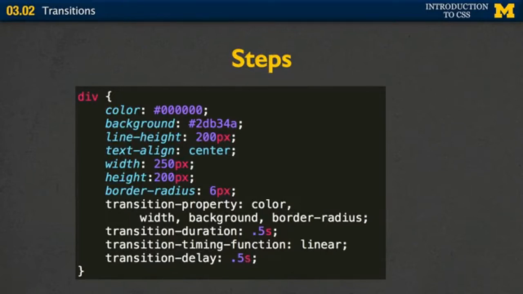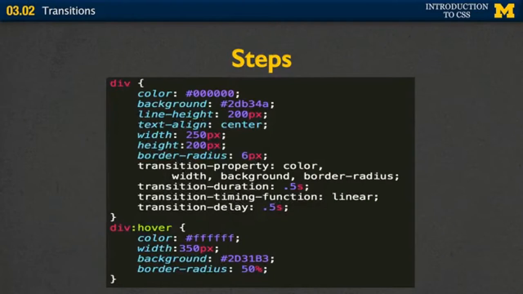The last step, the one that had to do with the pseudo class, was adding the div hover and giving the new values that I want everything to be. So instead of being black, I want to switch it to white. Instead of the width being 250 pixels, I want it to be 350, a different background color, and a much bigger border radius.